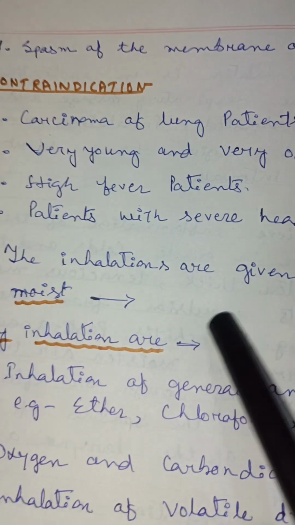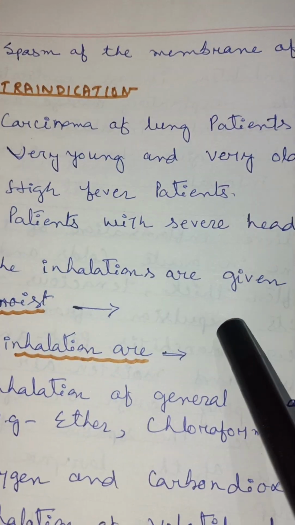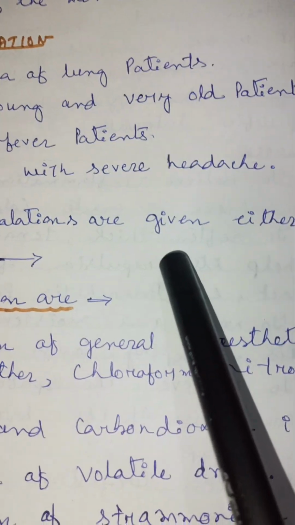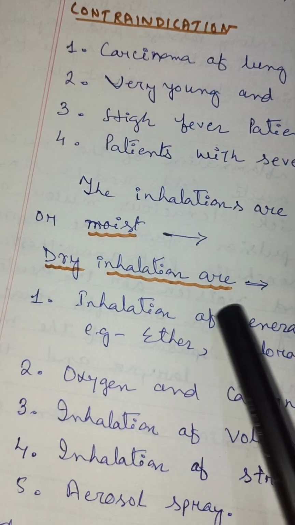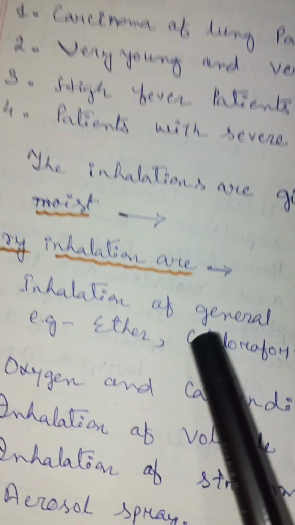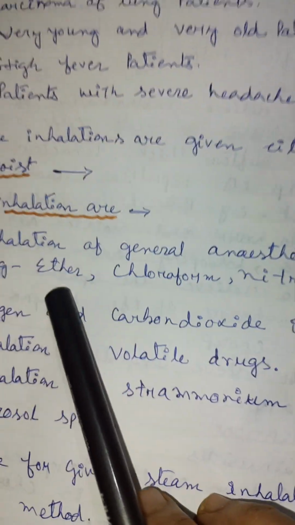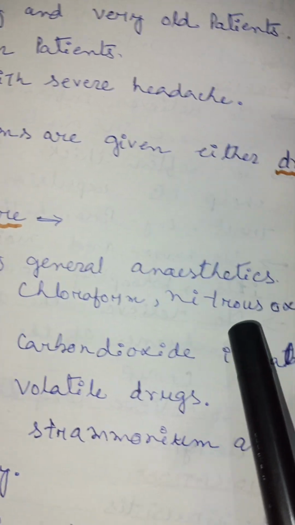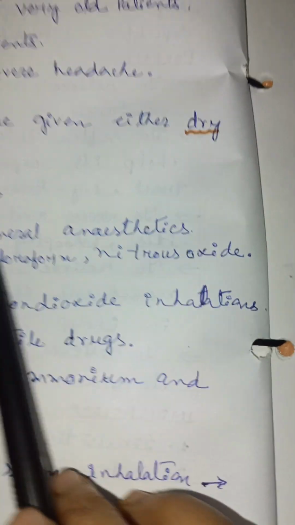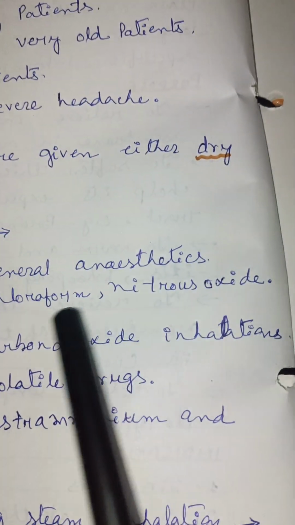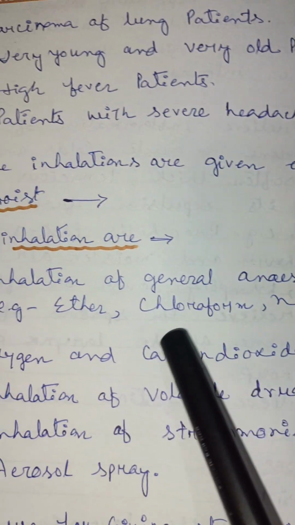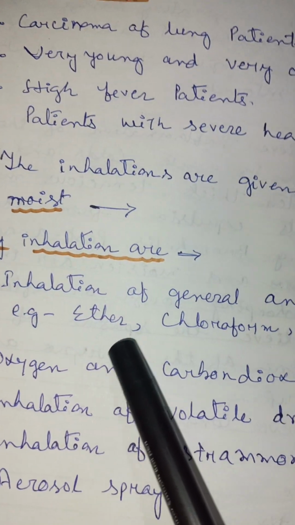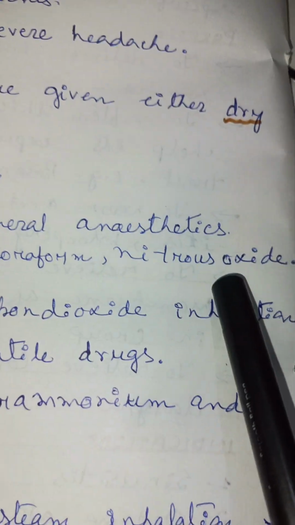Inhalations are given either dry or moist. Number one, dry inhalation. What are they? Inhalation of general anesthetics, for example ether, chloroform, nitrous oxide. These are the dry inhalations. Examples of dry inhalation are ether, chloroform and nitrous oxide.